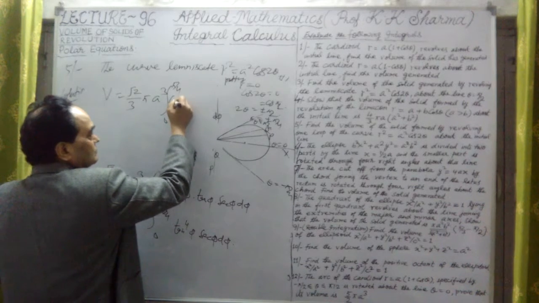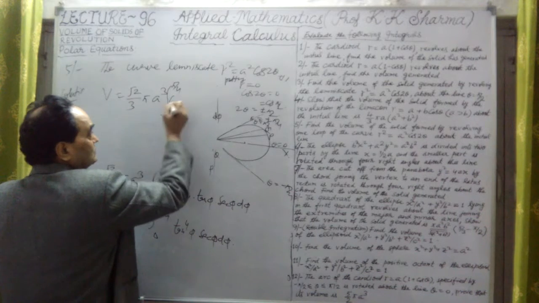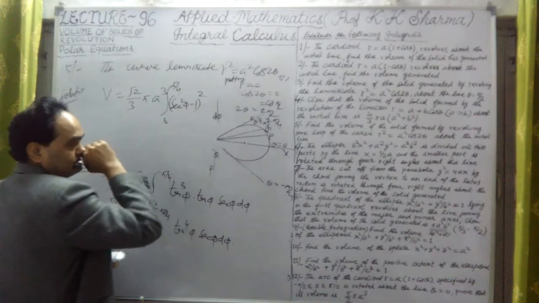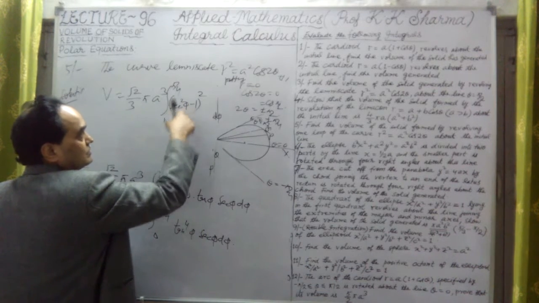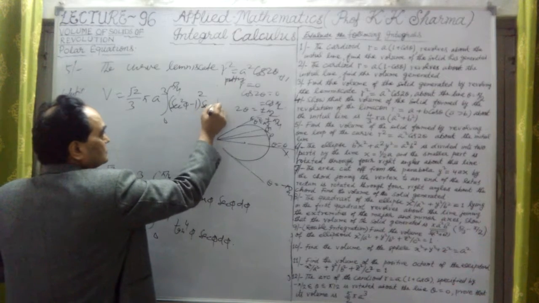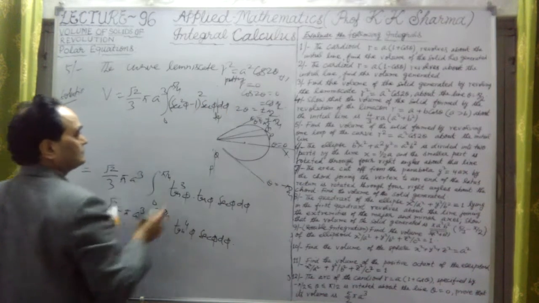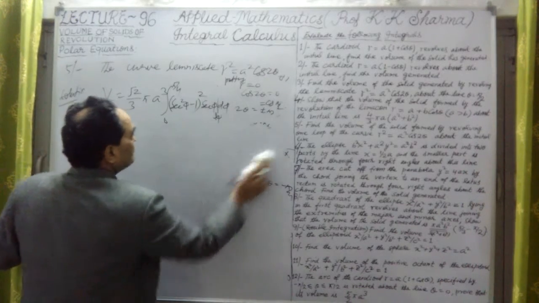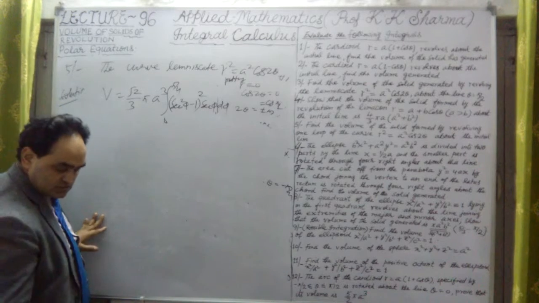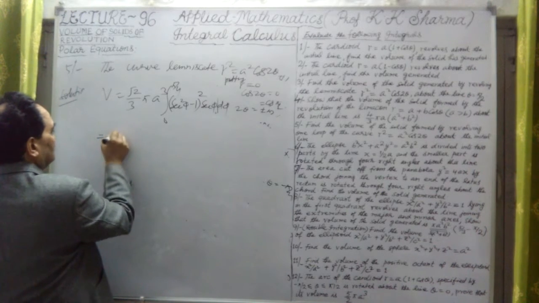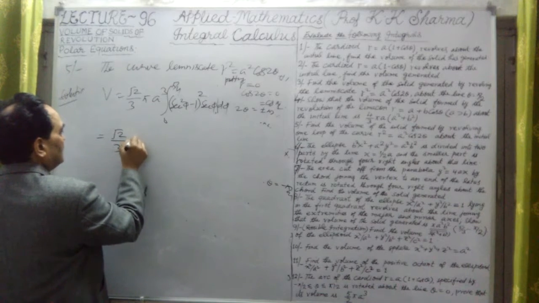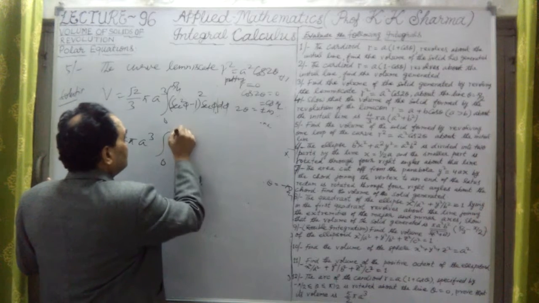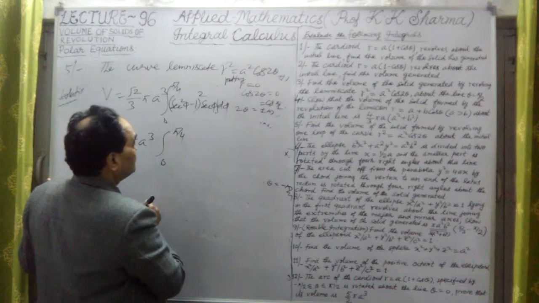tan²φ is equal to sec²φ minus 1, whole squared, into secφ dφ. Okay, so now this is to be opened. How to open this? (sec²φ − 1)². This is now √2 upon 3 π a³, limits 0 to π/4.